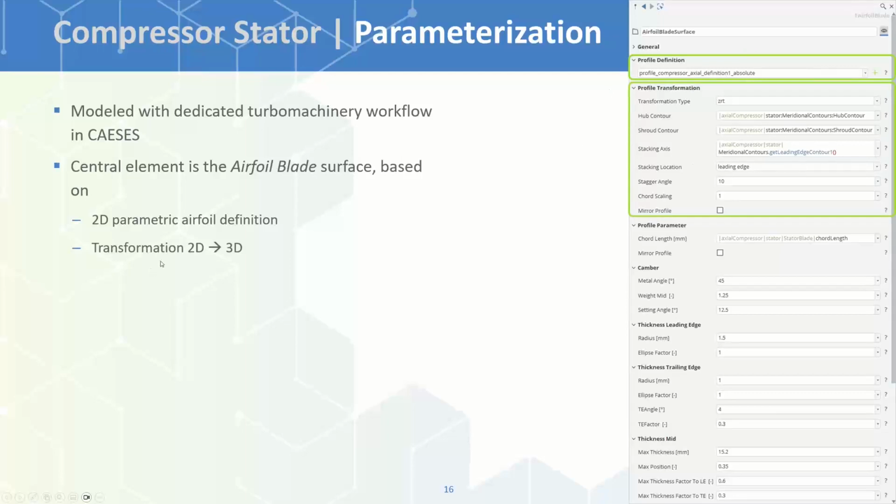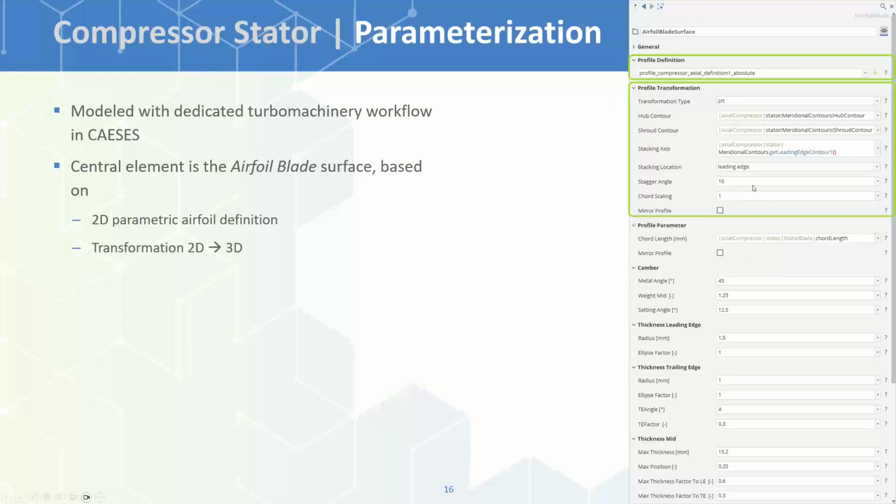The second part is that we then need a transformation to transform the 2D airfoil into a 3D airfoil for the final blade. There are different transformations we can choose here, from a simple cylindrical coordinates transformation, which might work well for a fan blade or something simpler, or if you have non-straight, non-cylindrical hub and shroud contours, then you can use a more advanced ZR theta transformation, where you can provide hub and shroud contour and stacking axis, and then the airfoils will be transformed into stream surfaces that are located between hub and shroud.